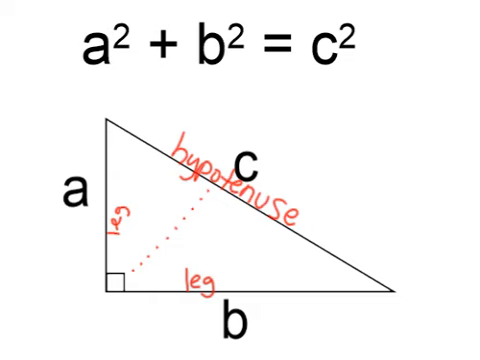So the two legs are typically labeled A and B. The hypotenuse is typically labeled C. The Pythagorean theorem says that in a right triangle, if you add A squared plus B squared, that is going to equal C squared. And we can use this to solve for missing side lengths.